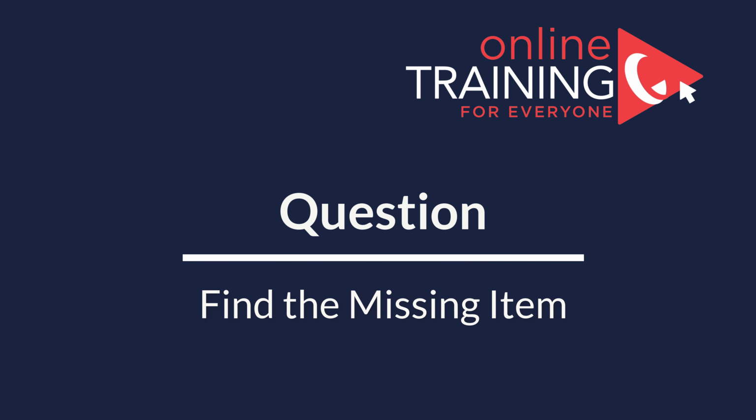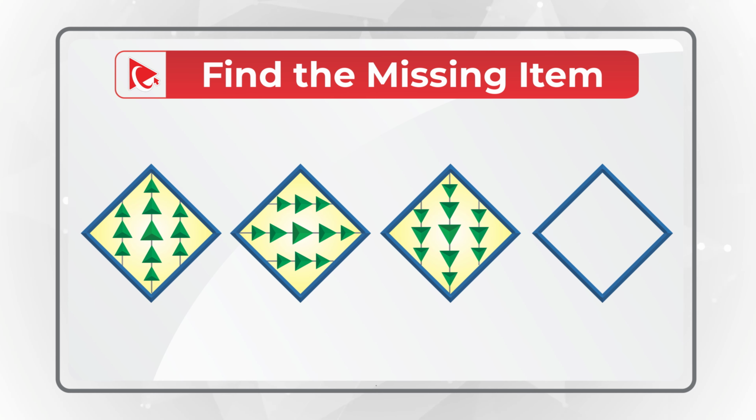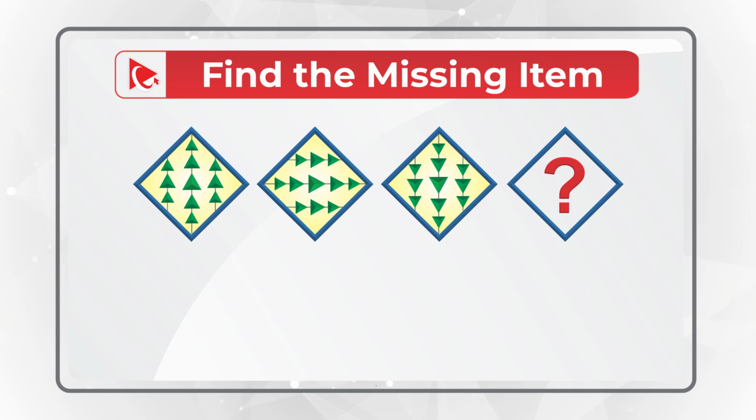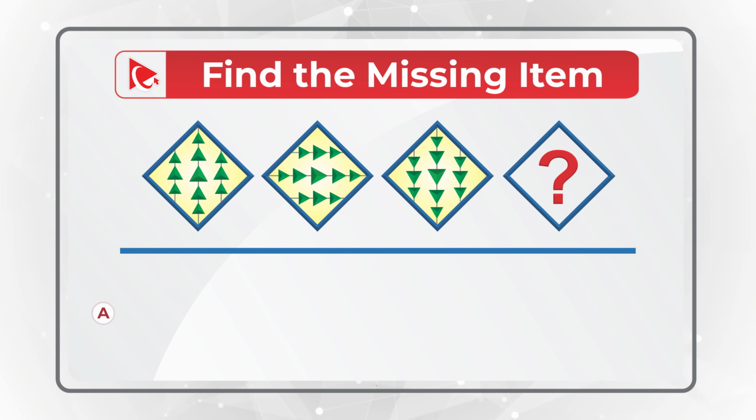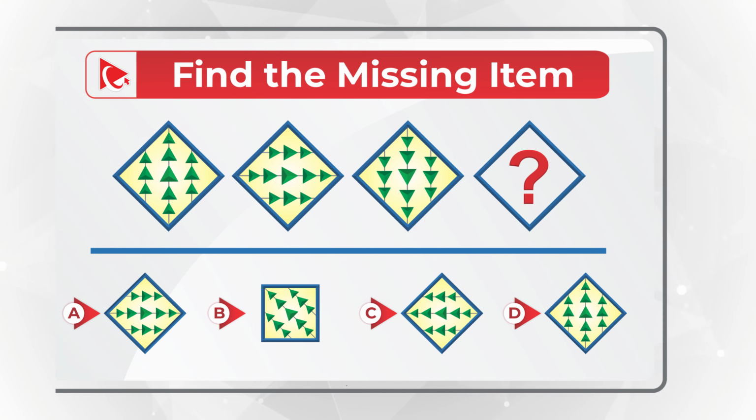Here's an amazing question which tests your analytical skills. You're presented with a set of diamonds. Each diamond has other objects inside, and you need to find the missing diamond, which is diamond number 4. You have 4 different choices to choose from, choices A, B, C, and D. Take a close look to see if you can come up with the right solution.